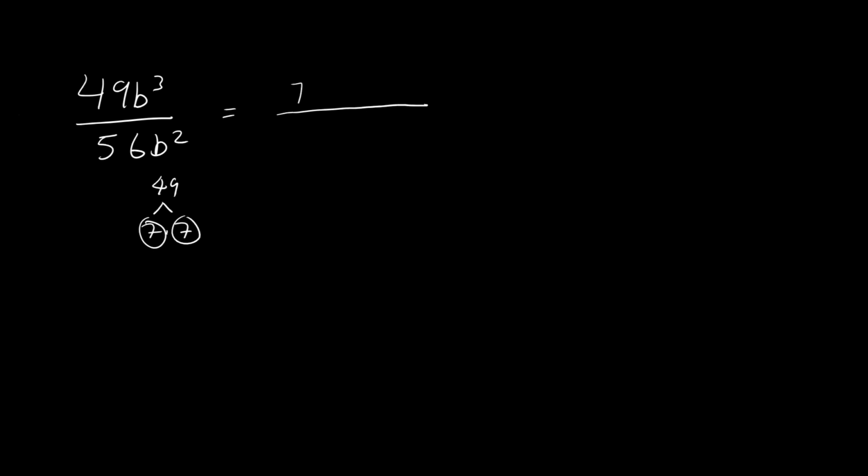Try this one. 49b to the third power over 56b to the second power. So let's factor 49. 7 times 7 will give me 49. So these are our prime numbers. So let's write it on the numerator, 7 times 7. Now let's factor b to the third power. This simply means b times b times b, and let's write it on the numerator.